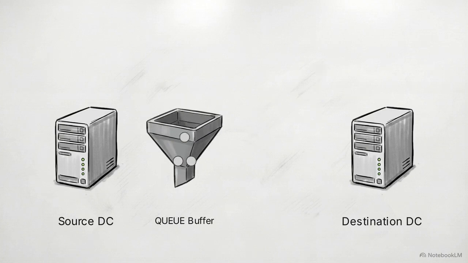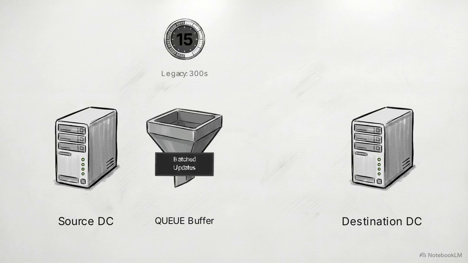A domain controller, the central server that authenticates users and enforces security policy, will hold outbound changes in a queue. On modern systems, it waits exactly 15 seconds. On legacy Windows 2000 servers, that delay extends to 300 seconds. This program delay is highly intentional. It optimizes network bandwidth by batching routine administrative updates together.